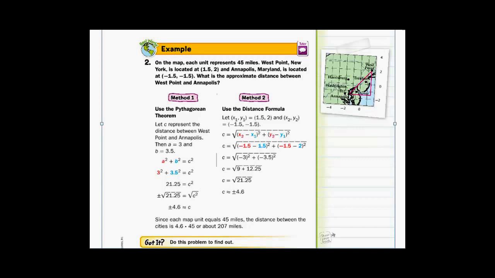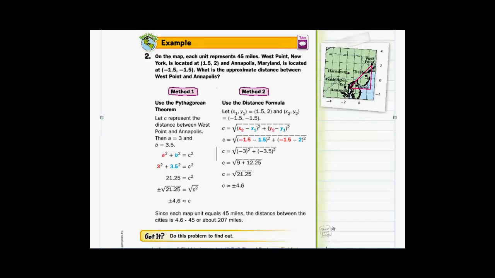4.6 units. So, and it says right here, each map unit equals 45 miles. So what does that mean? That means you're going to take your 4.6 units, and if each one of these is 45 miles, you're going to take 4.6 times 45. So it's about 207 miles. So don't just give me an answer of 45 miles. It's 4.6 units. Make sure you read all the way through. 4.6 units times 45 miles per unit gives you a total of 207 miles. That would be your answer.